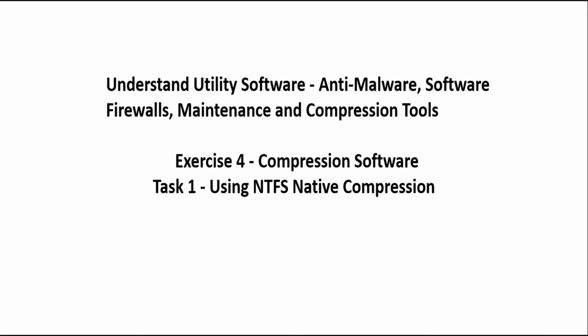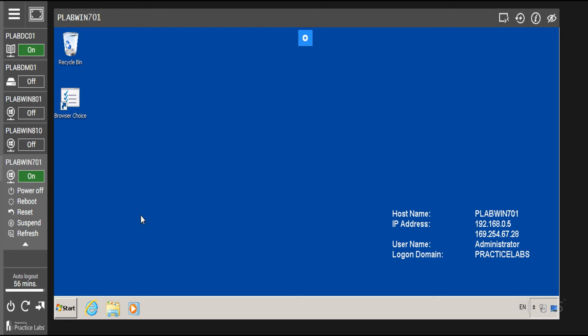Exercise 4, compression software. Windows has a built-in compression that you can use called NTFS compression. In this task, we'll be using NTFS native compression. Now we're going to go back to our portal into our Windows 7 to perform this task. We're back in our portal.